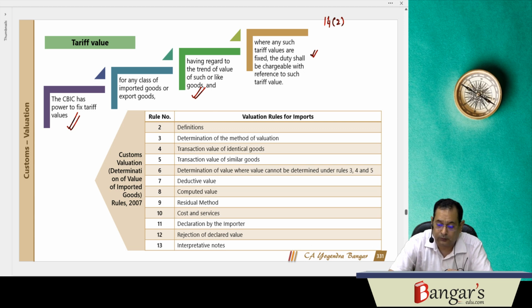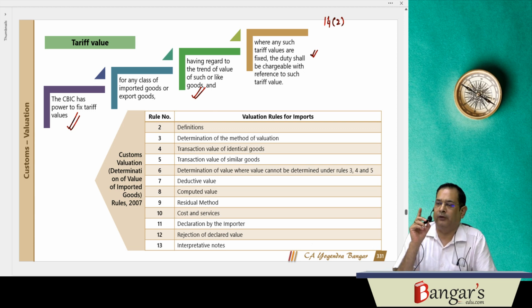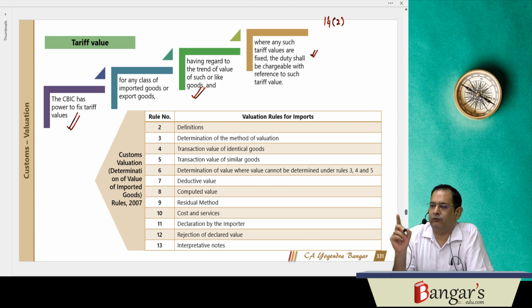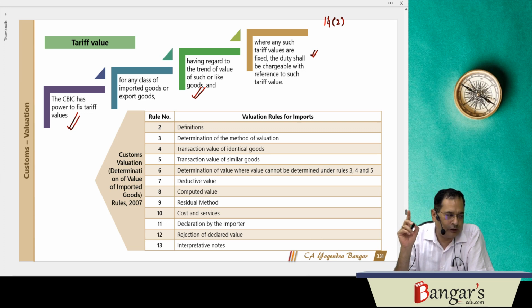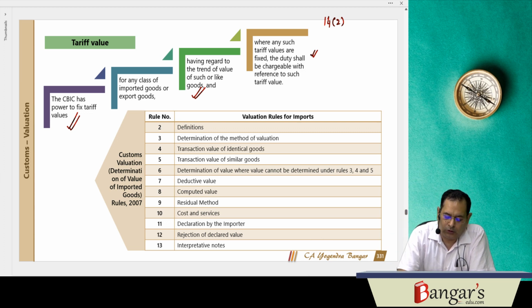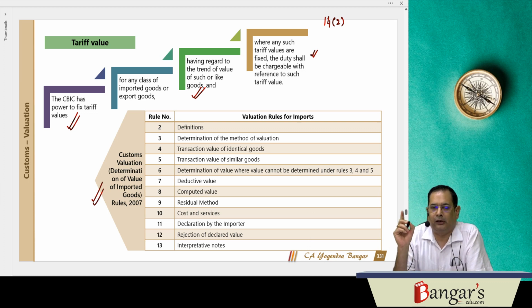Now, further you see that the valuation, whether in case of imported goods or export goods, will be done in accordance with the rules. Value will be determined in accordance with the rules. For this purpose, they have framed rules for both importation and exportation. For importation, they have made the Custom Valuation (Determination of Value of Imported Goods) Rules, 2007.